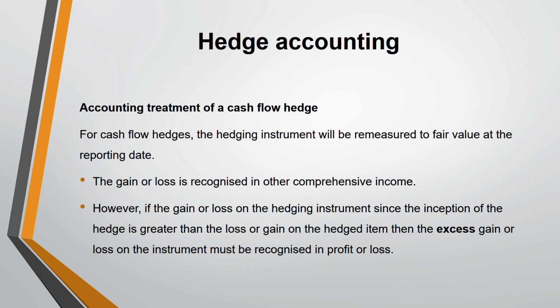Only that excess gain or loss will go to profit and loss, the difference between the hedged item and the hedging instrument. The one which is not excess will go to OCI, in the normal way. So remember, for cash flow hedge, it's mostly other comprehensive income, and only the excess goes to the profit and loss account. For fair value hedge, it's the opposite, mostly in the profit and loss account. Only if it's an equity investment at OCI, then only OCI.